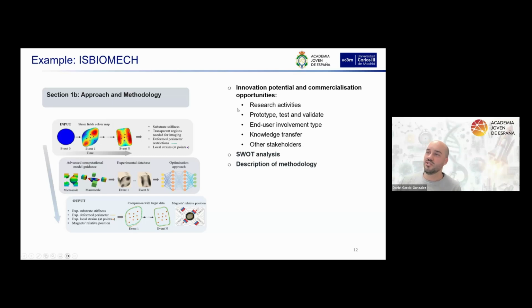Okay, so you need to add task or work package related to the innovation potential and commercialization opportunities. Okay, so of course you will have research activities not only to develop your product, but also research activities oriented to the validation of the product. Then if you're going to do kind of prototype tests and validations, end user involvement type. Okay, so this is important. Now it's not that it's only you in your lab doing your test. I think this is quite important, that you find someone else that is interested in your technology, in your product, in your idea, okay? And you can get them involved. Knowledge transfer also, okay.